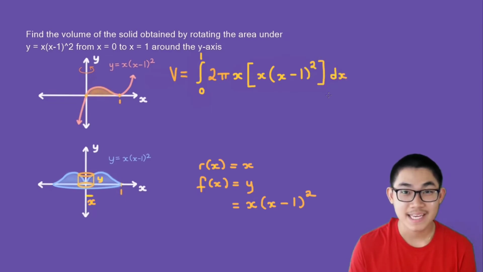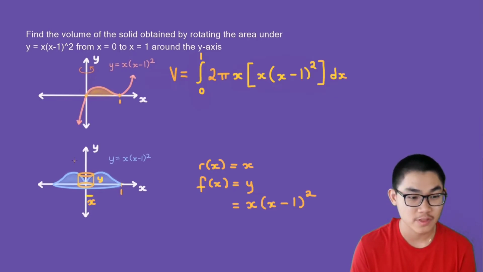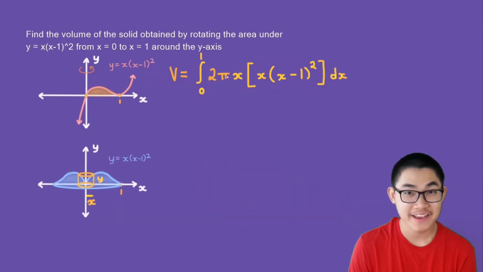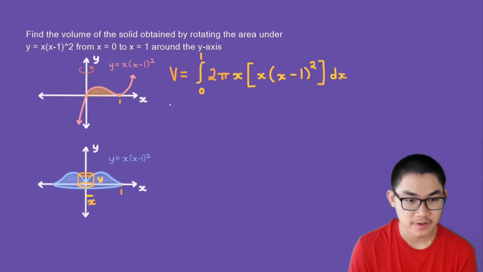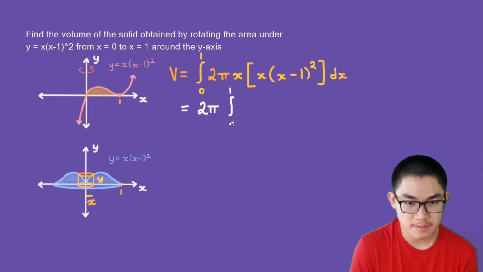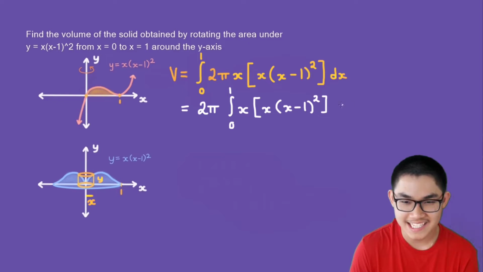The last step is to evaluate this integral, and that will basically give you the volume of this three-dimensional object. So since 2 and pi are constants, they're just numbers, we can bring them outside of the integral. So V, the volume, is equal to 2 times pi times the integral from 0 to 1 of x times x times (x minus 1) to the power of 2 dx. I know it's a handful.